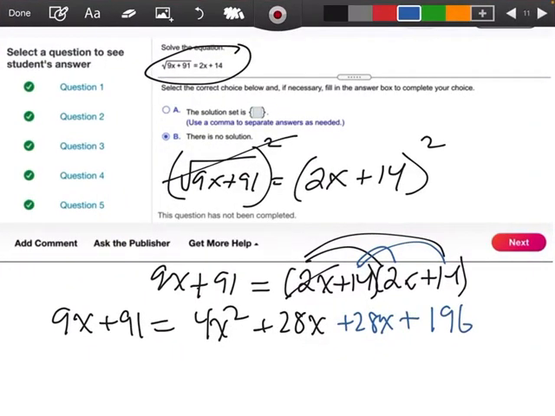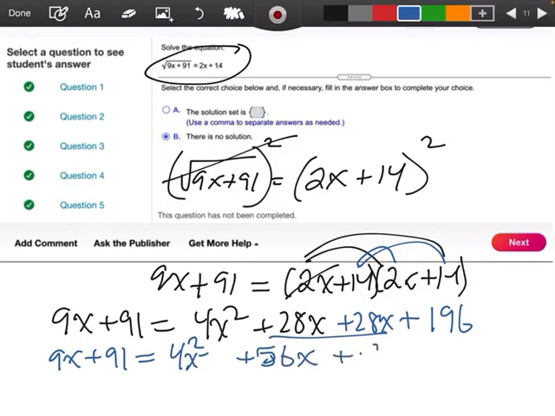All right, so now we have 9x plus 91 equals 4x squared, 28 and 28 is a 56x plus 196, okay? And so now what we want to do is we want to get 0 on the left side. So I'm going to subtract this 9x, and I'm going to subtract that 91.